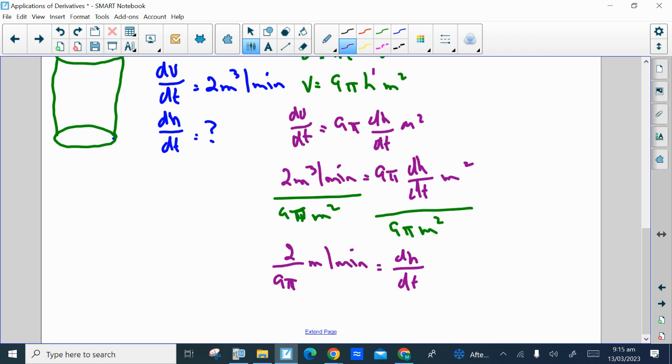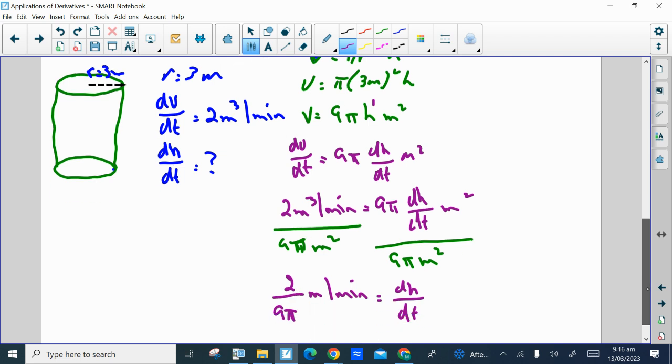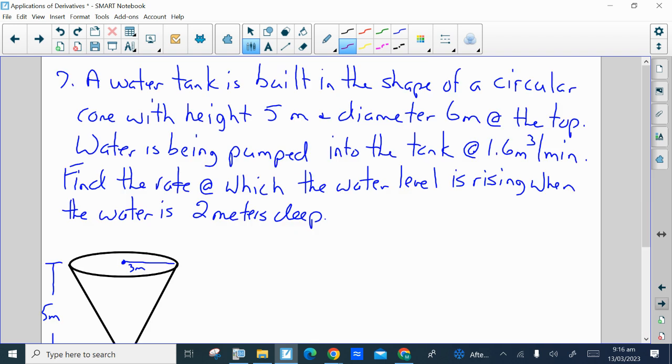So again, it's important to note here that because the radius is not changing, we can put it into the equation before we differentiate. The radius is a constant. Doesn't matter how high the fuel gets in the tank, that radius will not change. And as we look at this next one, which will be the last one today, the radius will be changing. In this case, the tank is a cone, a conical shape. So the radius will change.